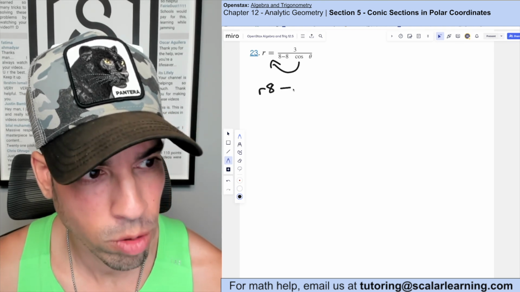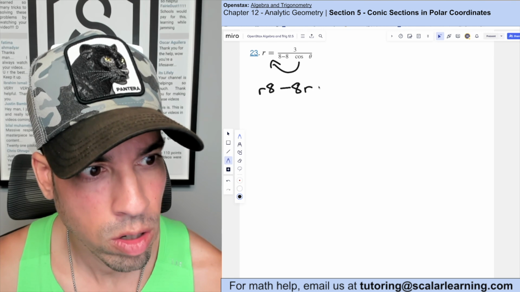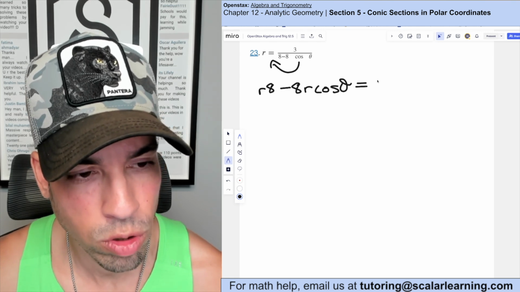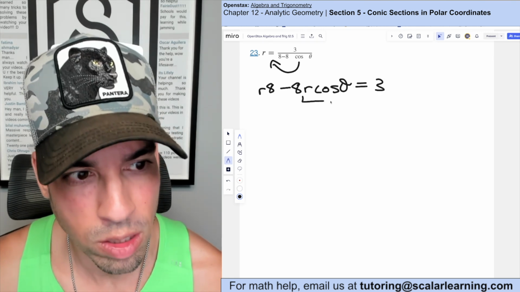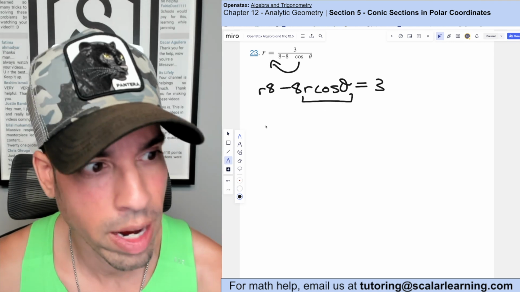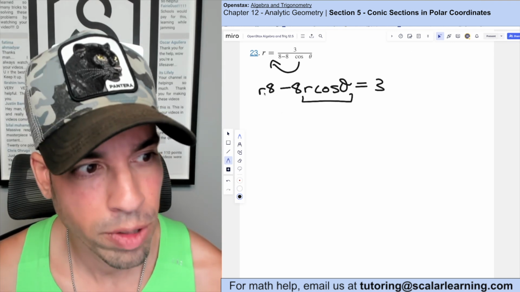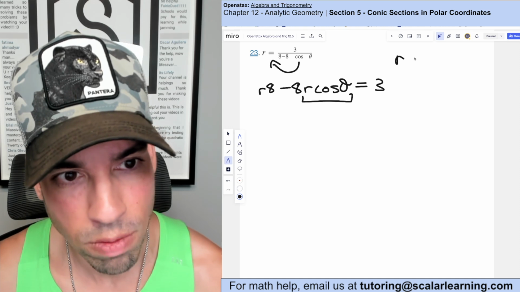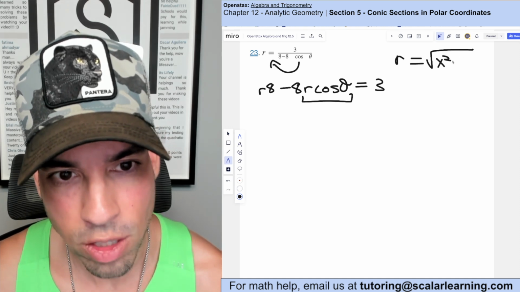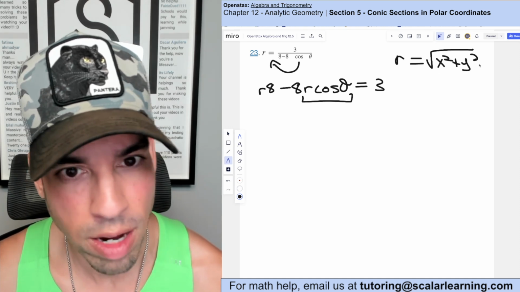and we're going to distribute it, right? 8r cosine theta, which is equal to 3. Now the reason why this is great is because r cosine theta is equal to x. So we're going to do a little substitution. And also r over here, which is by itself, we're going to convert that to square root of x squared plus y squared, because we also have that equivalency.